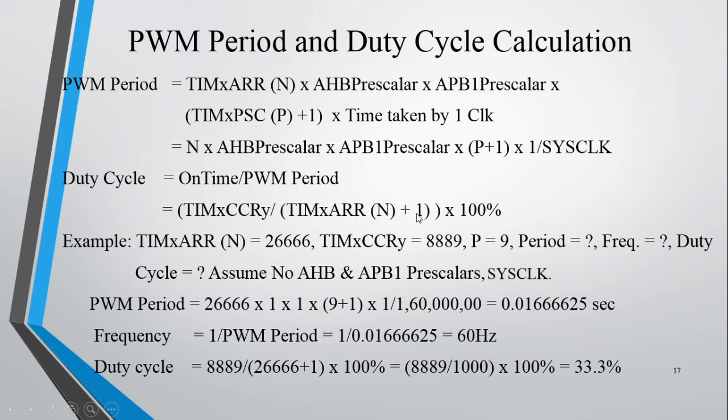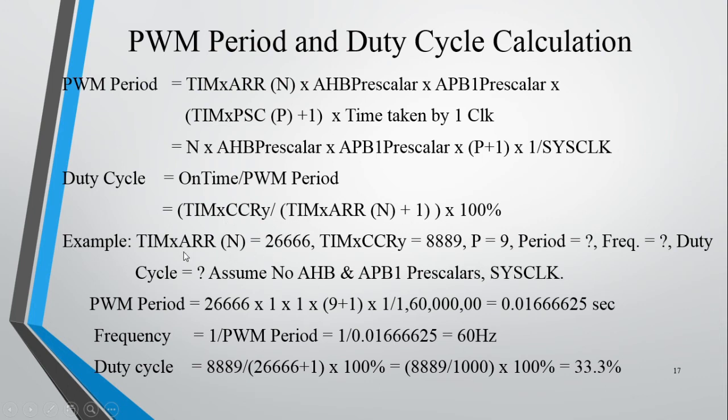Why is this plus 1 there? Because when the timer counter is incrementing from 0 to ARR, after reaching ARR it will roll back to 0. When it is rolling back to 0, only then will the update interrupt flag be set. In the case of timer 2, we have seen that. So the total ARR value count plus one cycle which is required for rolling back to 0 also should be taken into account here. That is why on time by PWM time period plus 1 is given. Then into 100% will give the duty cycle.